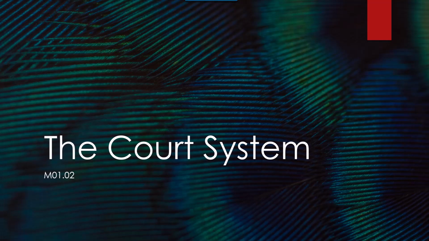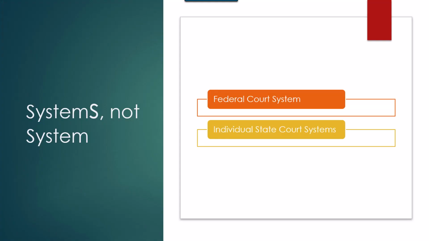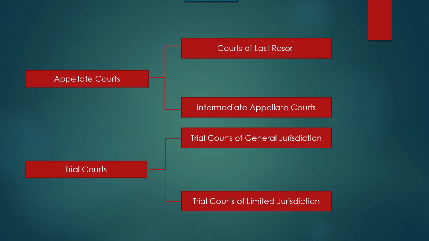This video is about the court system. Actually, I should say court systems because there is more than one. The federal government has a court system and each state has its own system. There's a lot of variety between these systems. Let's talk about the basic hierarchy.